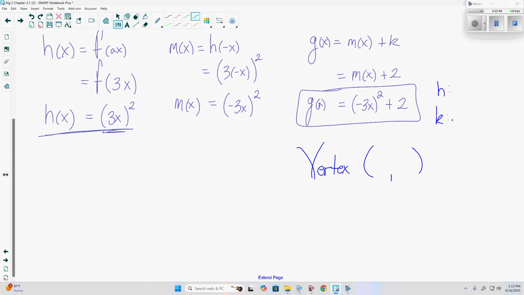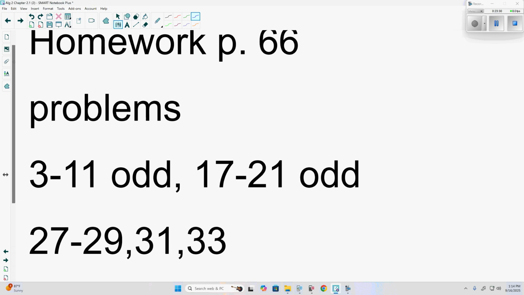H and K. What's our H for this here? 0. I don't have a number added or subtracted from x here, so it's understood to be 0. K is 2. So our vertex is the point 0, 2. Questions on this here? And that is it.